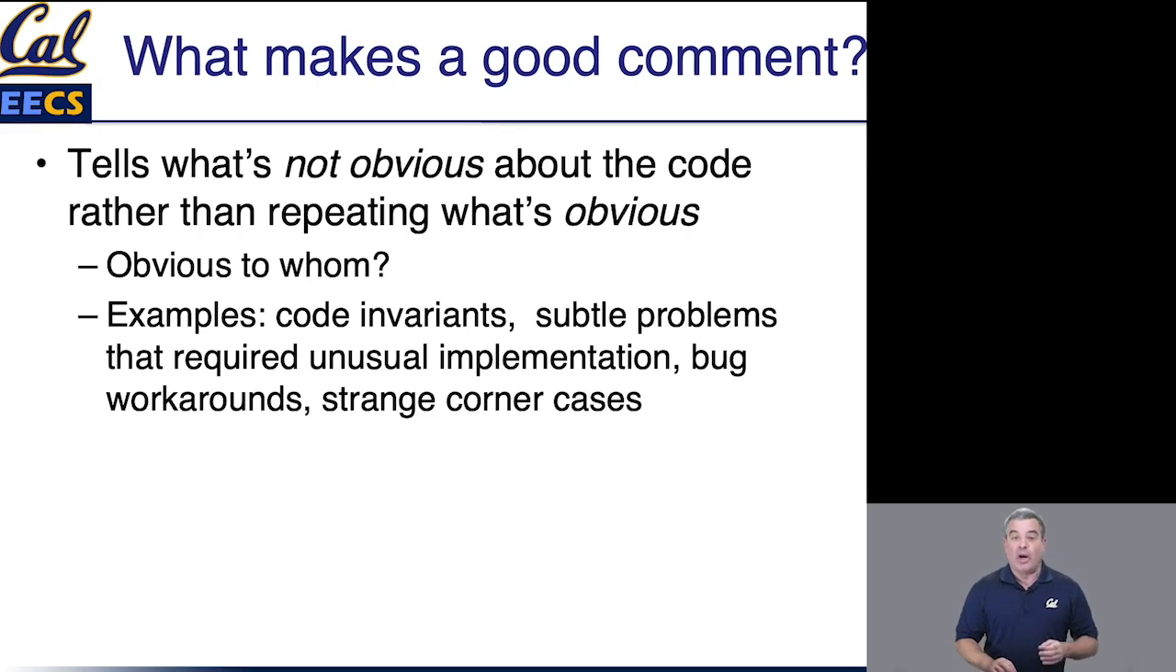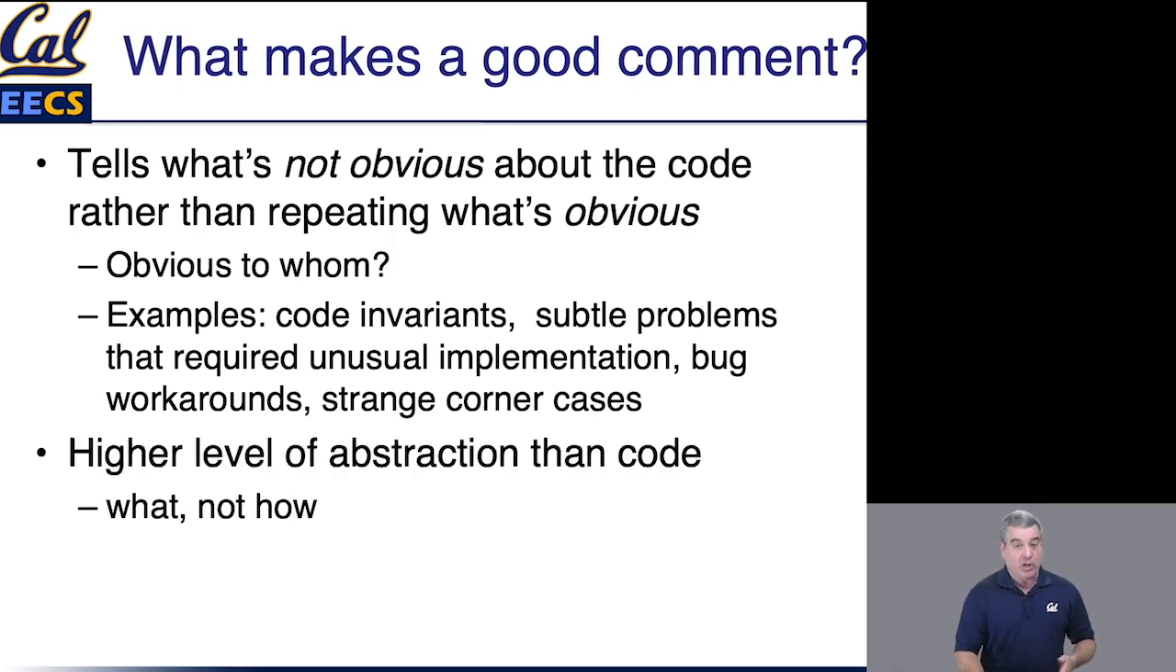Subtle problems that required an unusual implementation. Somebody looking at the code and saying, why did you do it this way when it seemed like this other way would have been easier? Well, sometimes there's a subtle but perfectly good reason for doing that. Or working around a bug. Again, code that looks a little more convoluted than it should might be there because there's some underlying bug that would manifest if the code were not written in just a certain specific way. Strange corner cases related.